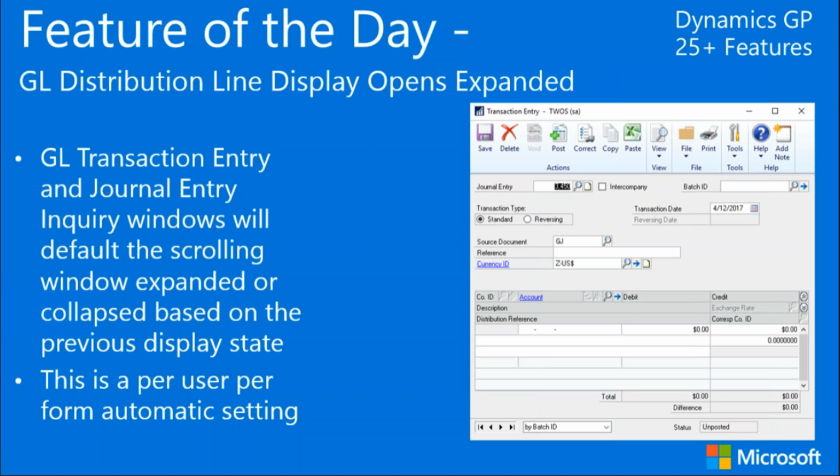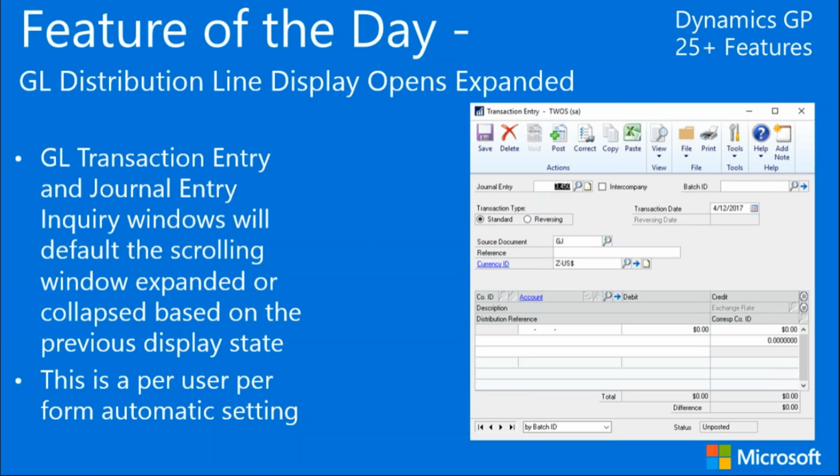your setting could be to open it compressed, where you're actually seeing more transactions with less detail versus more detail and fewer transactions on the window without scrolling. It is a per user setting, and there's nothing you actually have to do. It just remembers your prior setting, so there's not a setup box or a check mark or something that has to be done.